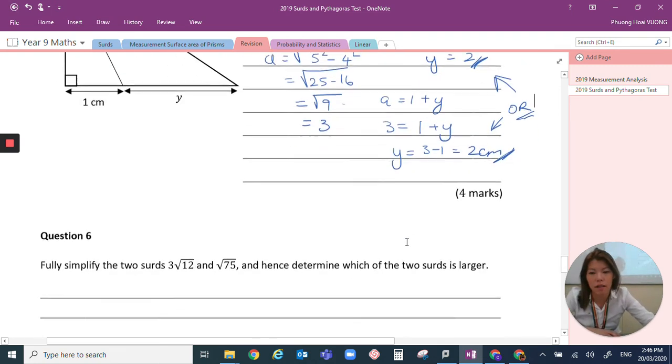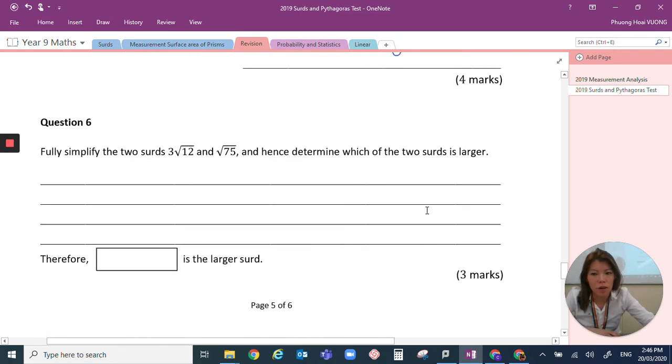Don't forget units. Next one, fully simplify the two surds and hence determine which of the two surds is larger.